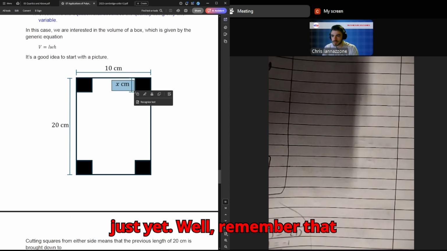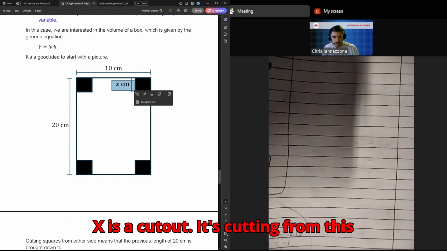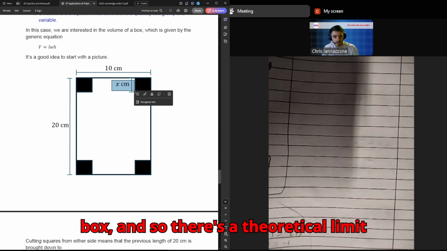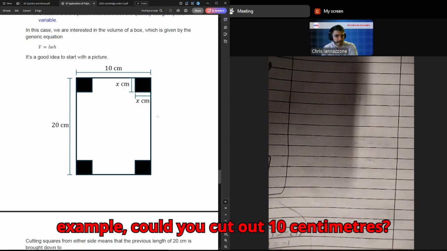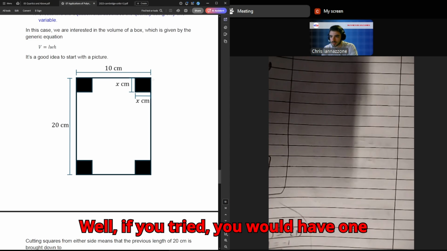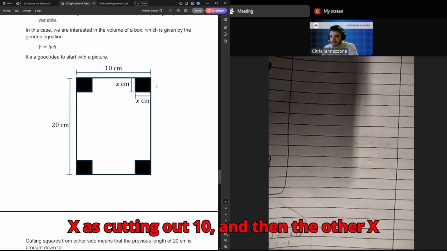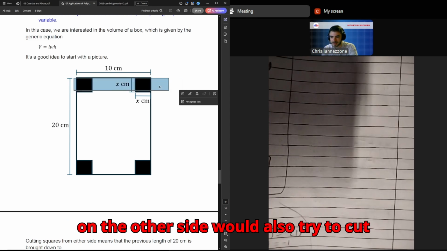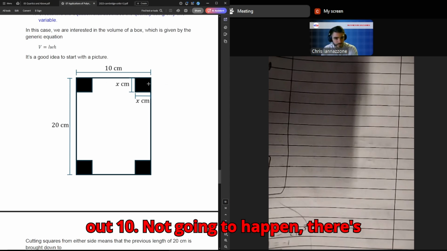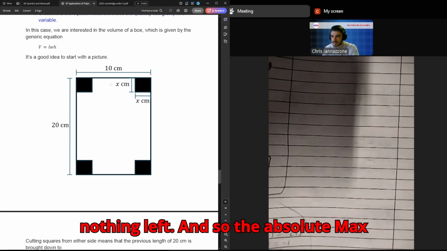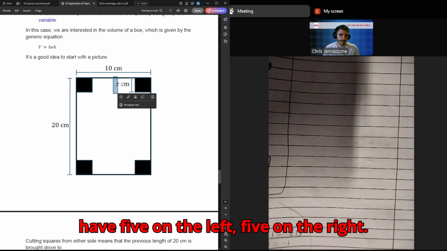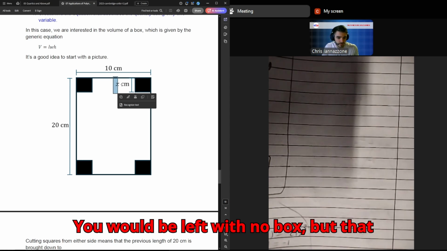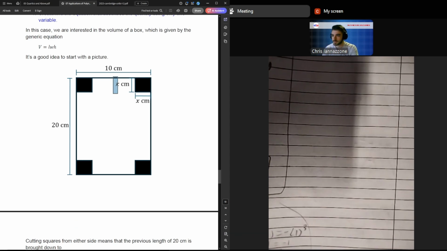Well, remember that x is a cutout. It's cutting from this box. And so there's a theoretical limit to how much you could cut out. For example, could you cut out 10 centimeters? Well, if you tried, one x is cutting out 10, and then the other x on the other side would also try to cut out 10. Not going to happen. There's nothing left. And so the absolute max that you could have is x equals 5, because you'd have 5 on the left, 5 on the right. You would be left with no box, but that would be your breakpoint, effectively.